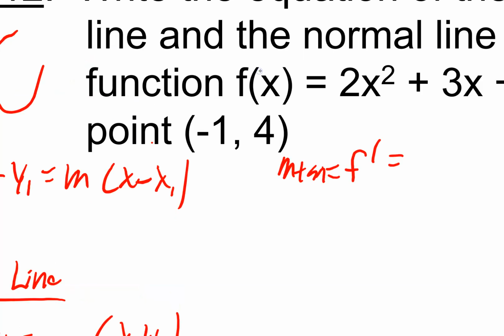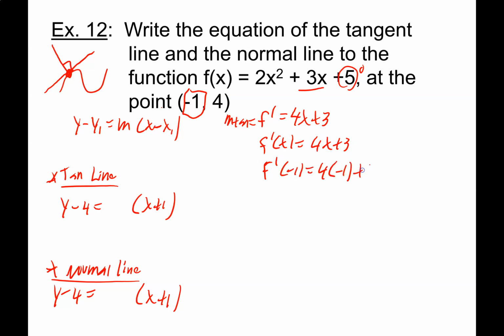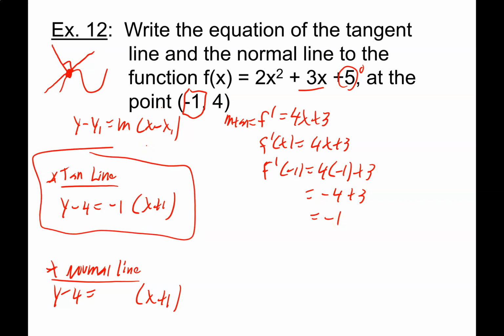So, do your power rule. 2 times 2 is 4x. Derivative of 3x is 3. Derivative of the constant 5 is 0. So then f prime of x is 4x plus 3. But I don't want f prime of x. I want f prime at the point -1, which is 4 times -1 plus 3. Negative 4 plus 3 is negative 1. Tangent line, done and done.